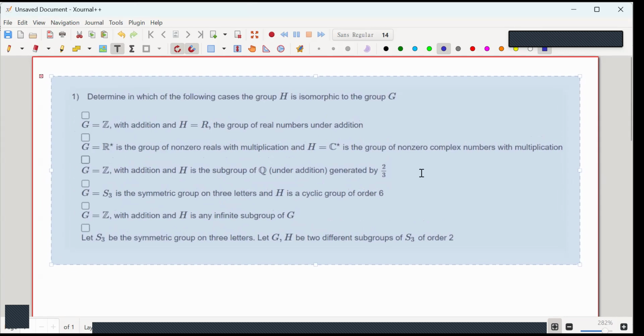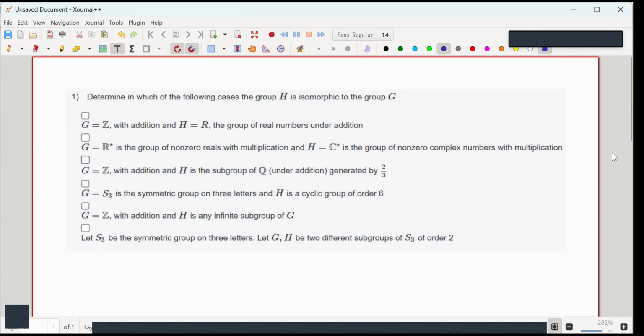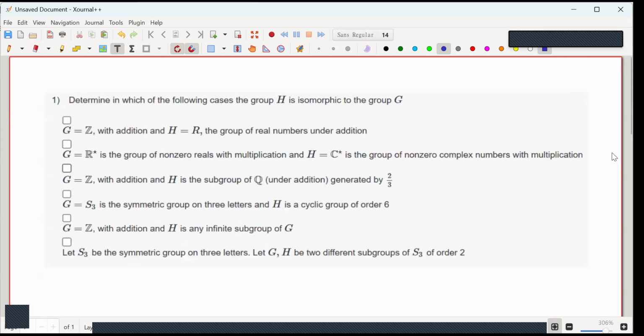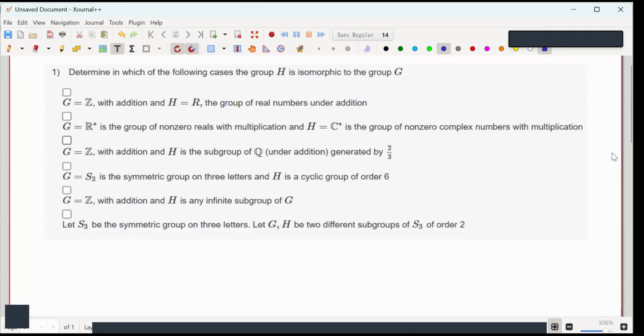So, are you familiar with group isomorphism, or when we say two groups are isomorphic? Yes, sir. When there's a homomorphism which is also a bijection. Okay. So here, in the first case, G is the group of integers. Let me just give some numbering to it.